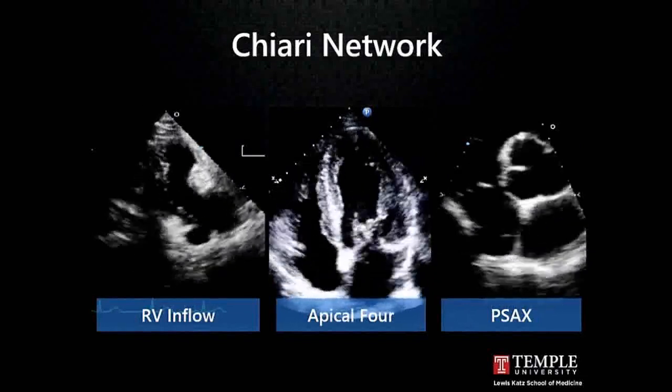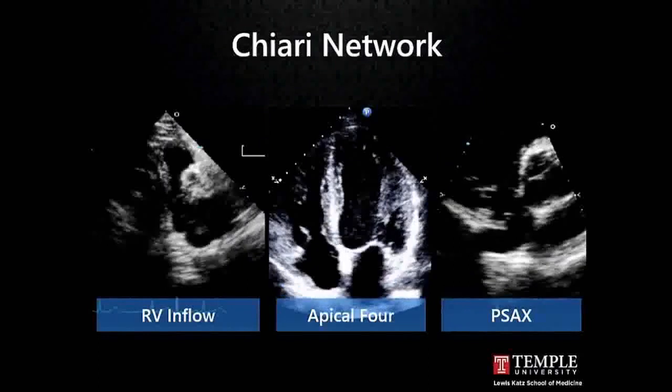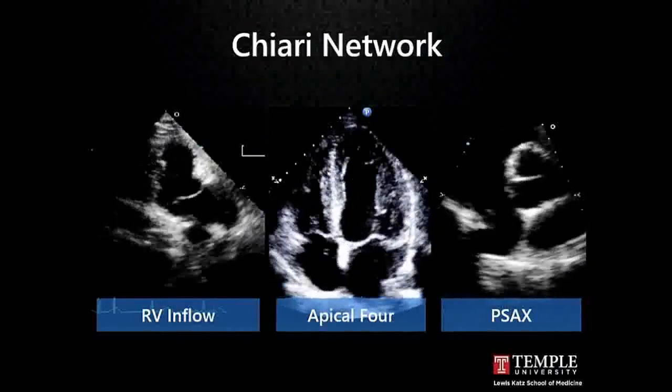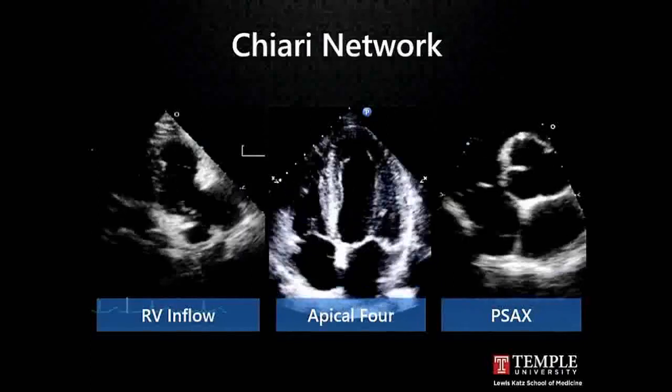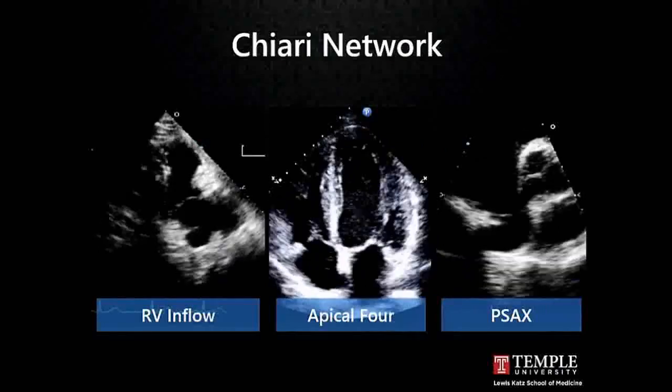Chiaris come in all sorts of varieties. I chose 3 of them here to show you that they can rear their heads in all sorts of projections. So in the RV inflow view on the left, you can see a Chiari. You see the IVC entering the body of the RA, and you can see the Chiari highly mobile. In the apical 4, you can see something flickering around in the right atrium. And then even in the parasternal short axis on the right, you can see the mobile Chiari network.